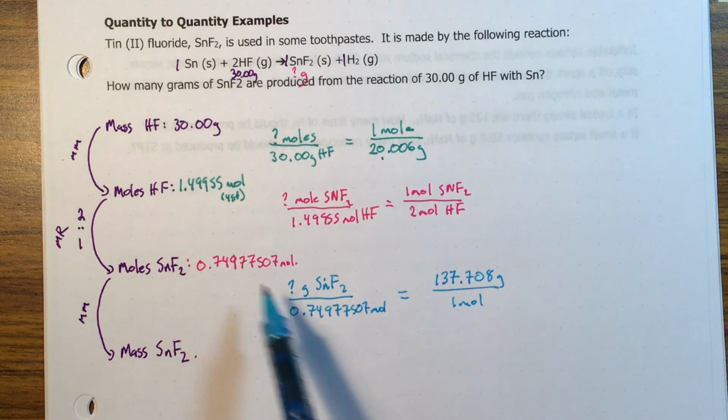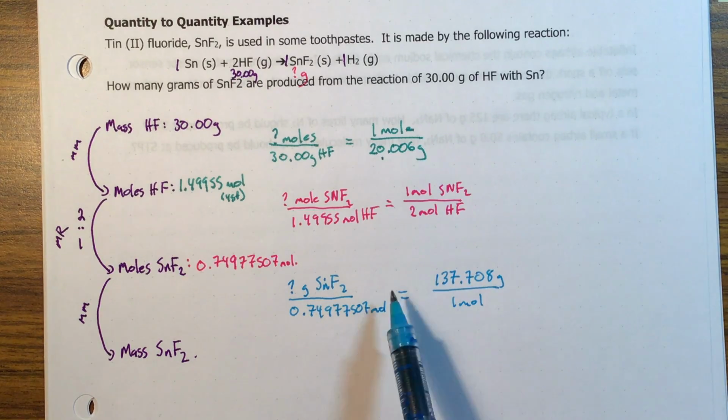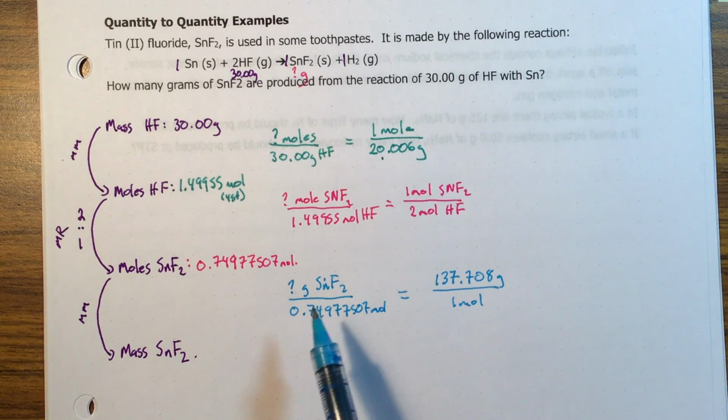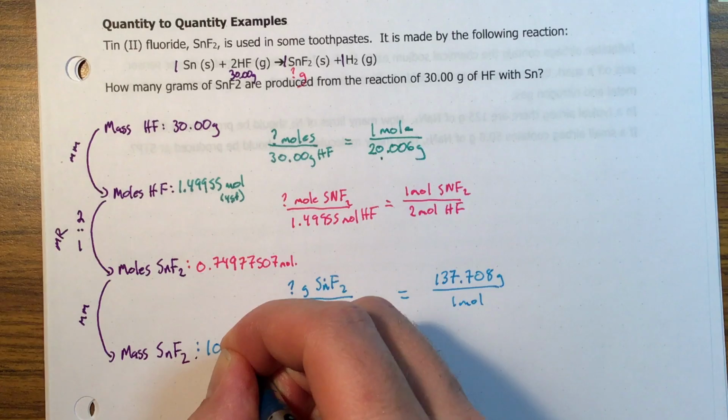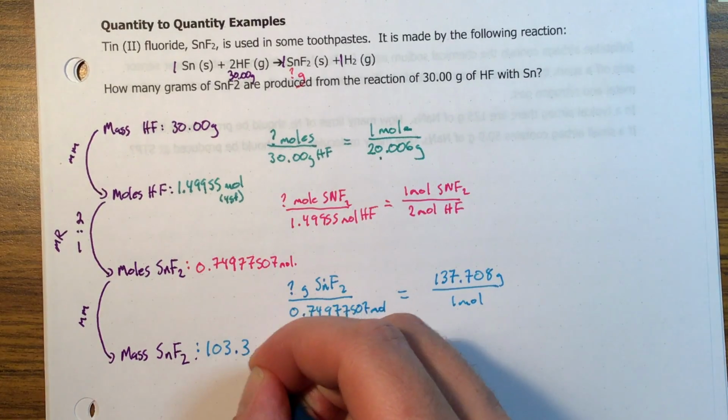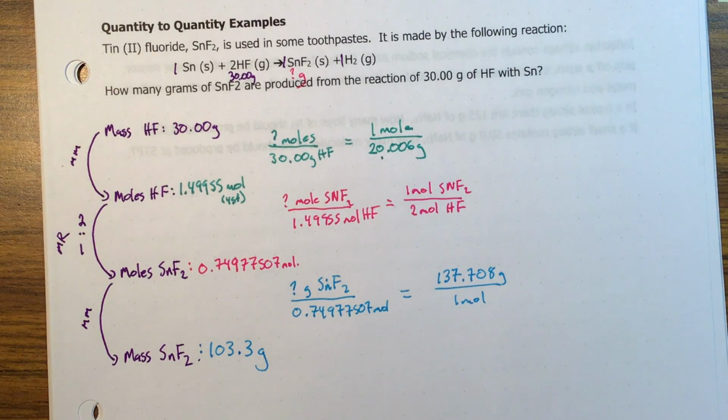4, 4, 4, 4. This one has 5, so 4 is our number. In division and multiplication questions, we keep the lowest amount. So my final answer should be 103.3 grams. 4 significant figures. There, that's all the work. That's all the steps.